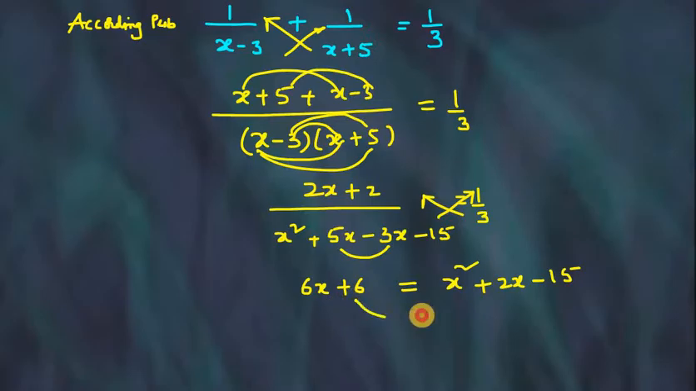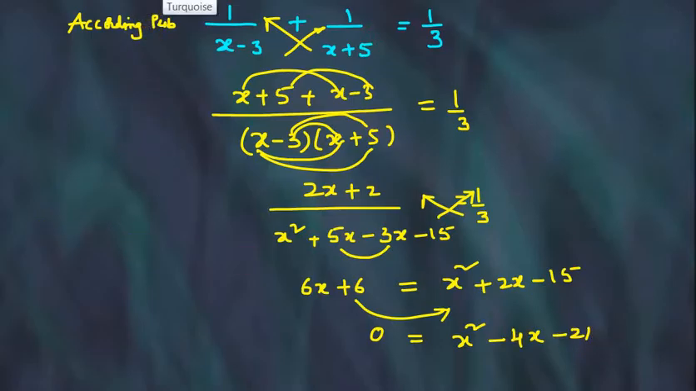Now if I take all these terms to that side, 0 is equal to x square minus 4x. Why minus 4x? Minus 6x and plus 2x, minus 4x. Plus 6 becomes minus 6, minus 6 and minus 15, total minus 21. Be careful when you take transposition and simplify. So I got the quadratic equation.